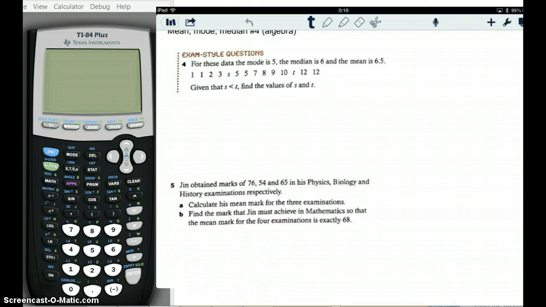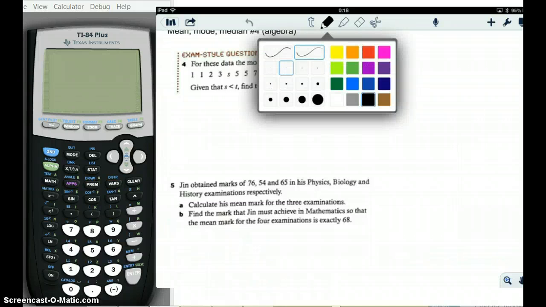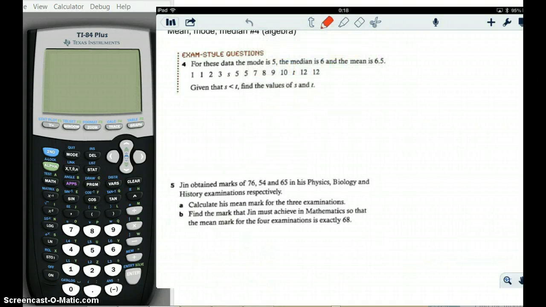Okay, so it says for these data, the mode is 5, the median is 6, and the mean is 6.5. And then they say that this is the data with two unknowns. There's an S and a T, where S is less than T.